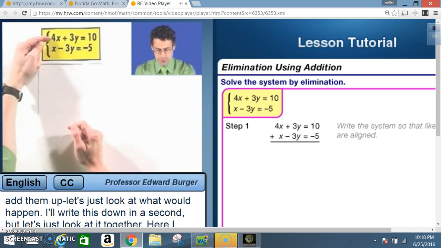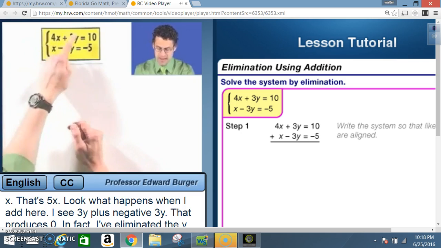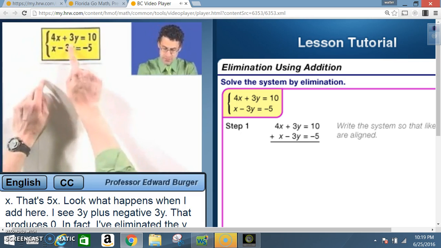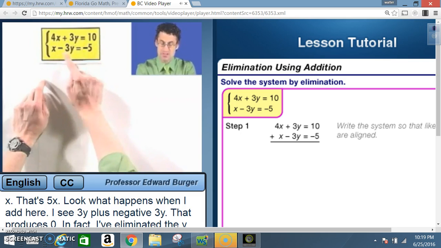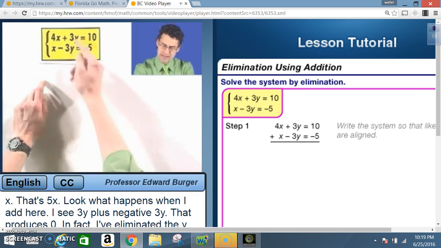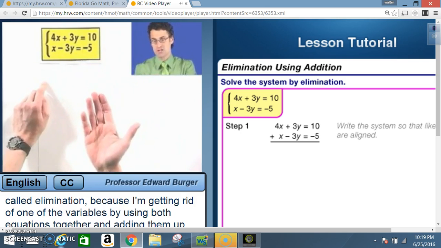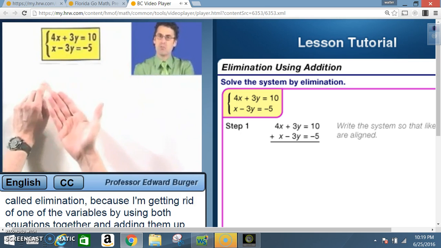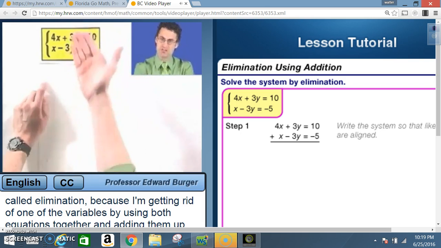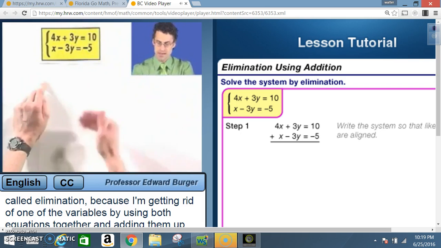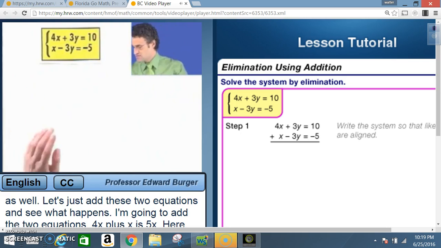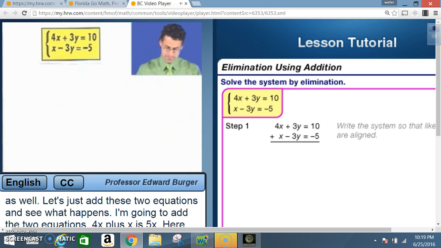Here I'm going to have a 4x plus an x. That's a 5x. But look what happens here: I see 3y plus negative 3y. That produces 0. So in fact, I've eliminated the y. That's why it's called elimination, because I'm getting rid of one of the variables by using both equations together and just adding them up. So let's just add these two equations and see what happens.